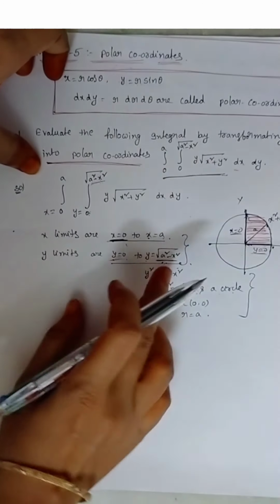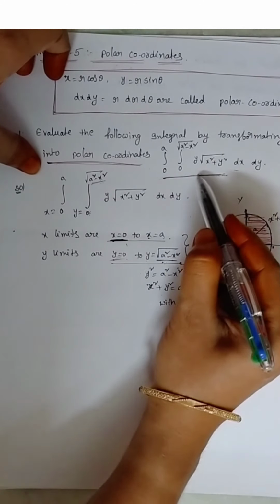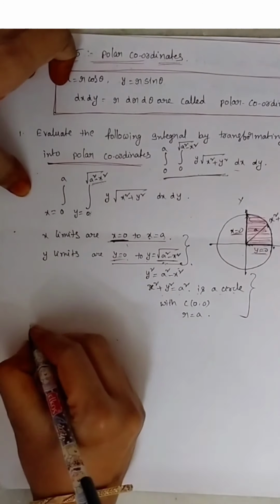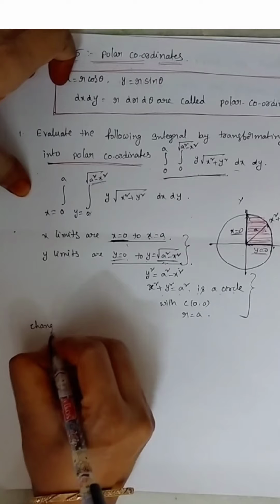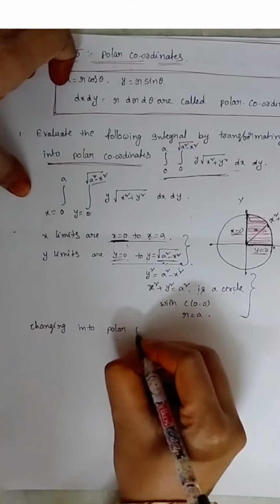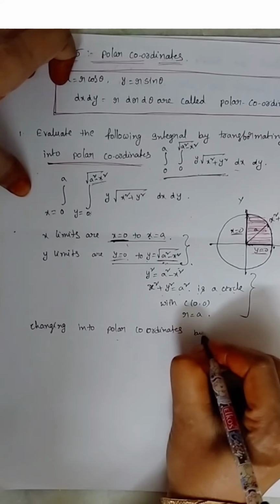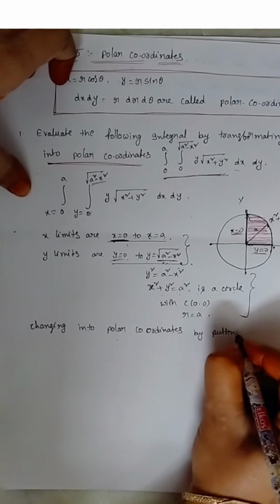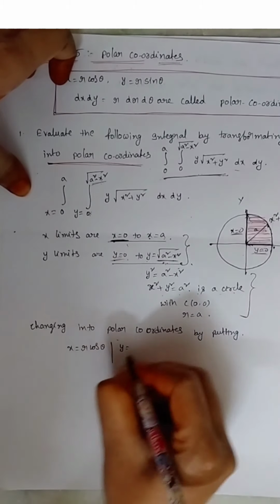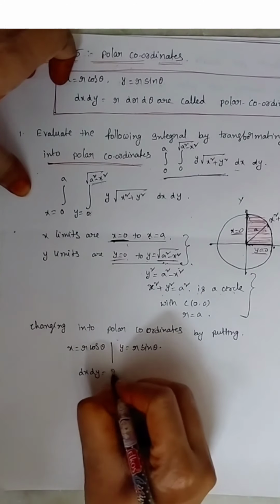Now by changing this into polar coordinates, we have to find the integration. How do we change to polar coordinates? The polar coordinates are x equals r cos theta, y equals r sin theta, and dx dy equals r dr d theta.